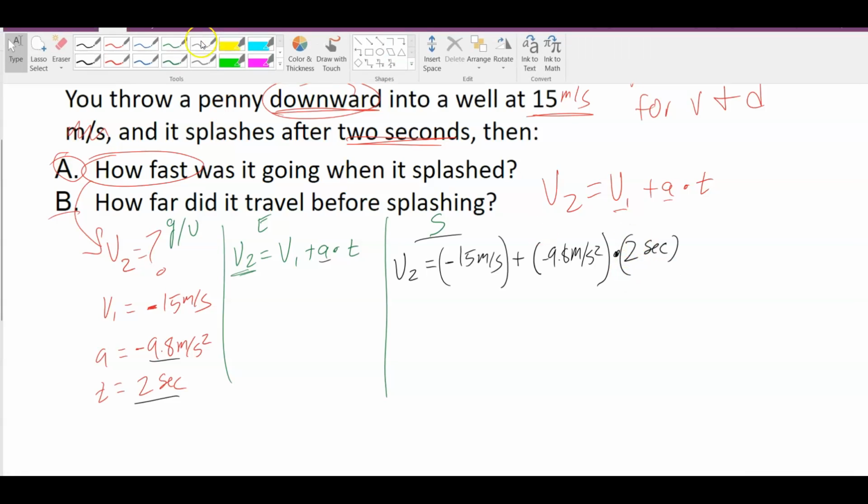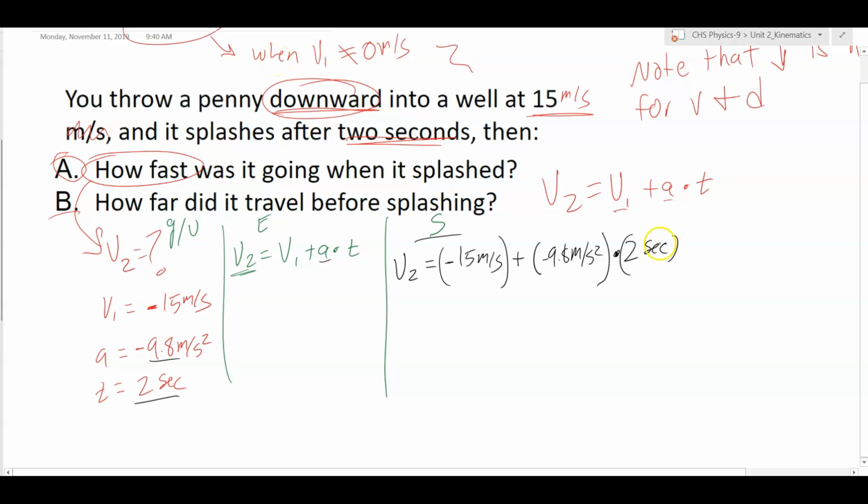Before plugging in our numbers, we can see that the seconds and the per second squared cross out, so it's meters per second plus meters per second, which is good. And then the last step is solve. Negative 9.8 times 2 equals negative 19.6 meters per second, because again, the seconds are crossed out. And if I'm adding a negative, that's the same thing as subtracting, right? So just keep that in mind.